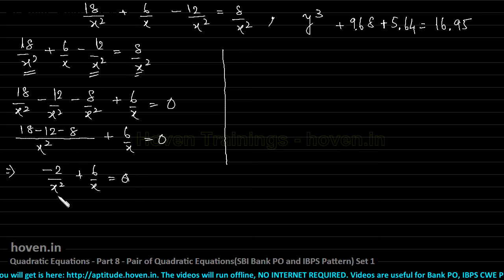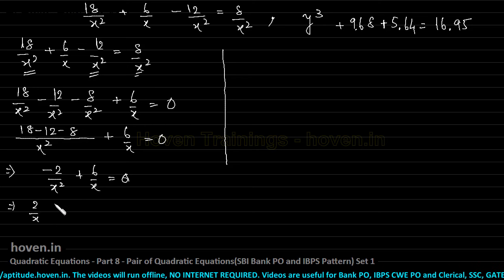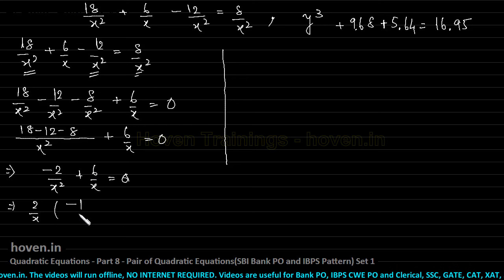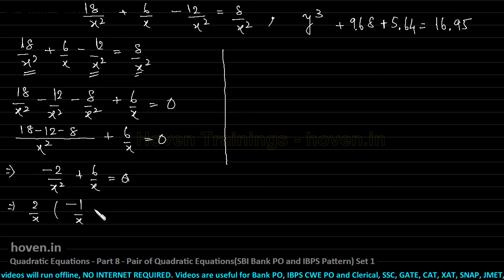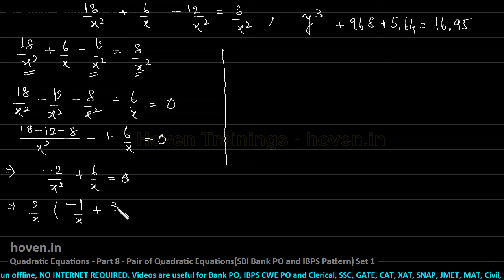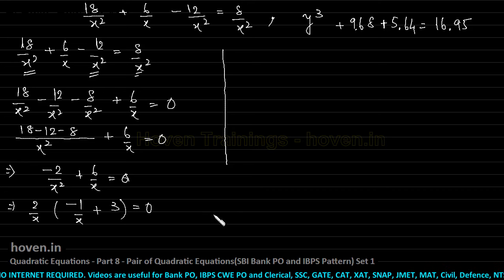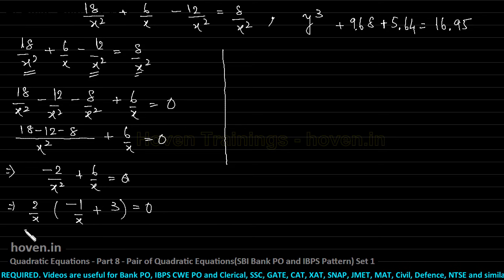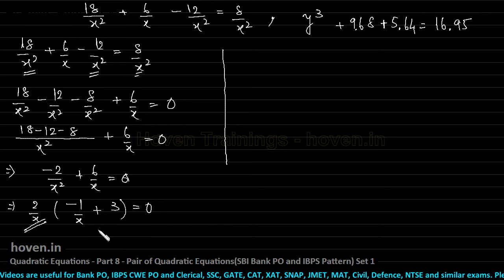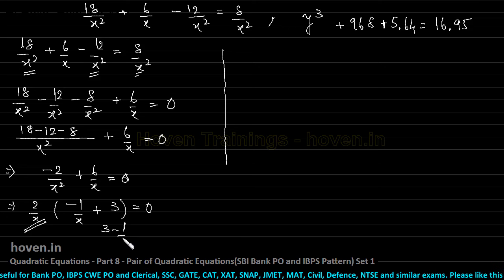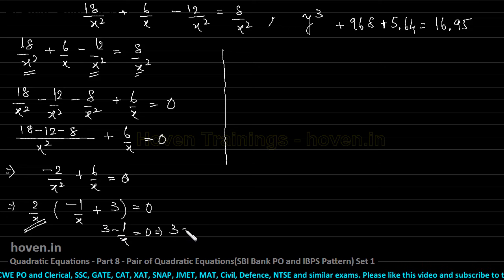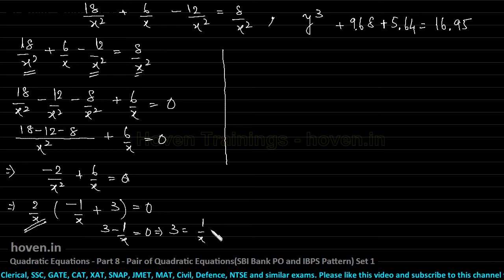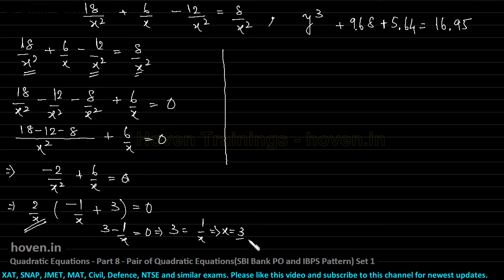So now we can take out common here. I am seeing 2 by x common. So it will be 2 by x into minus 1 by x plus 3 equal to 0. So now I can remove this one. I am left with 3 minus 1 by x equal to 0, which implies 3 is equal to 1 by x, which implies x is equal to 3.